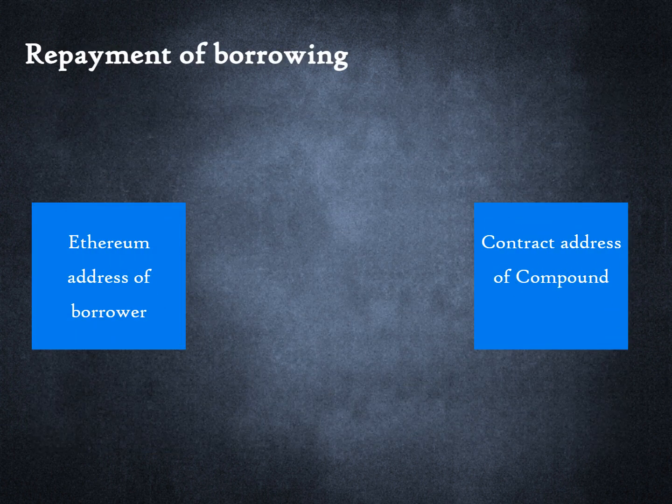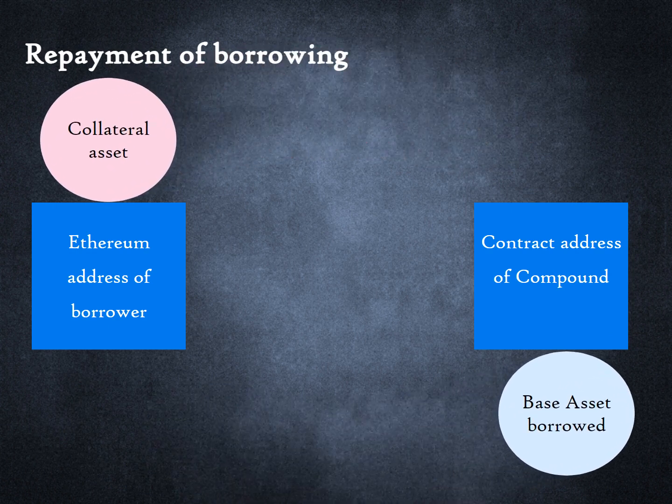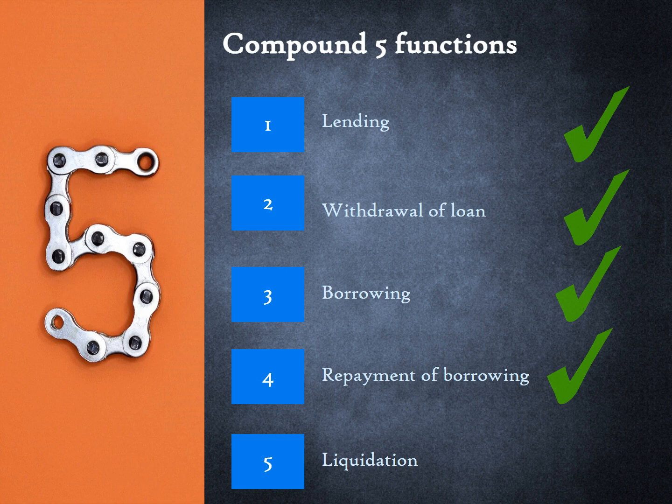The function of repayment of borrowing is a simple reversal of the borrowing transaction. The ownership of the base asset is returned from the Ethereum address of the borrower to the Compound contract address. The supplied collateral is released back to the borrower. If the supplied collateral was Ether, then it is first reconverted back to Ether from wrapped Ether. We are now ready to move on to the next function in Compound, namely liquidation.